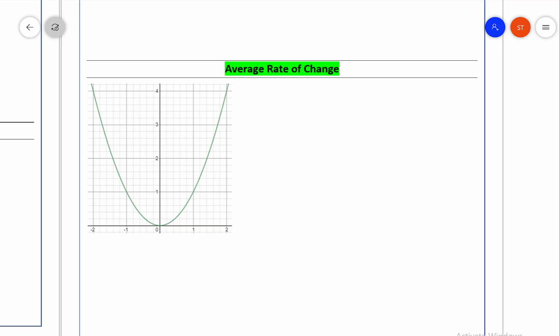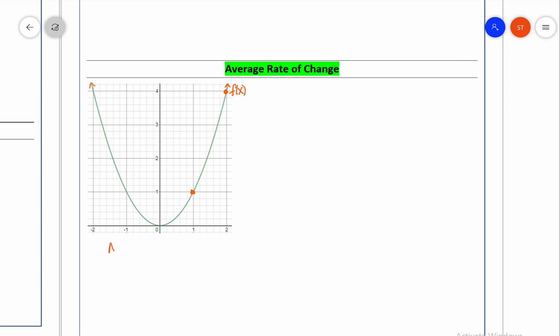For the average rate of change, we're looking at this function, and I'll call this f of x, and it keeps on going in both directions. What I'm going to do is find the average rate of change between 2 points, and I'll just pick 2 points on the graph. So let's take the point 1, 1 and the point 2, 4. If we want to find the average rate of change, that would be the same thing as finding the slope of the line that passes through those 2 points.